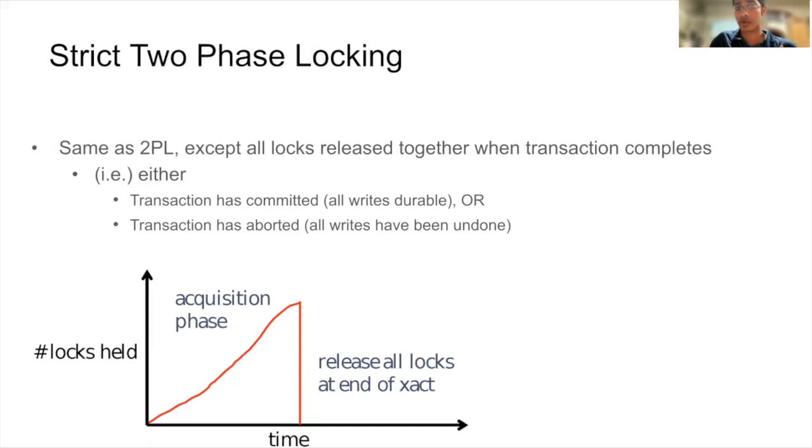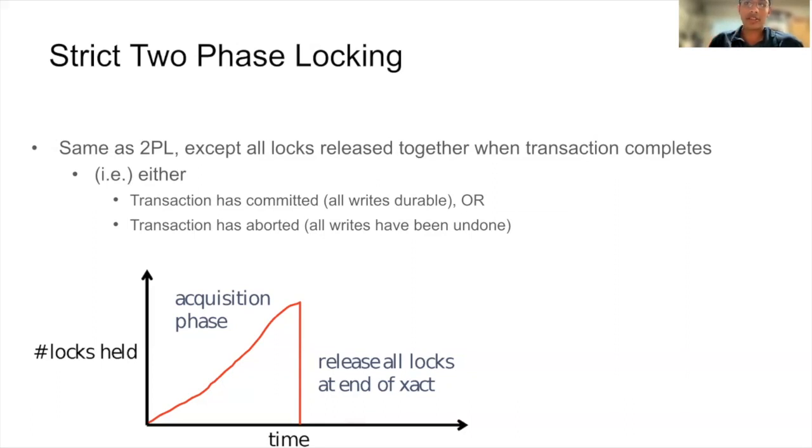So strict 2PL fixes this, and it says, let's still observe the two phases of two-phase locking, acquisition and release. But while our acquisition phase will work as normal, you just keep acquiring locks till you hit your lock point, we're going to change things up a little bit. In the release phase, when you release one lock, you have to release all of them. And so you can only release your locks when the transaction completes. That's when the transaction is either committed or aborted.